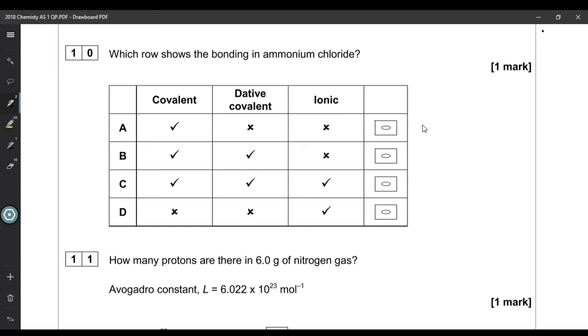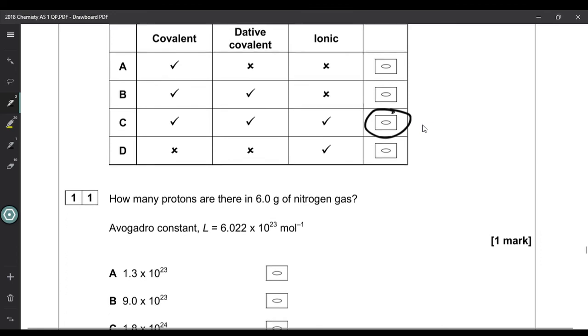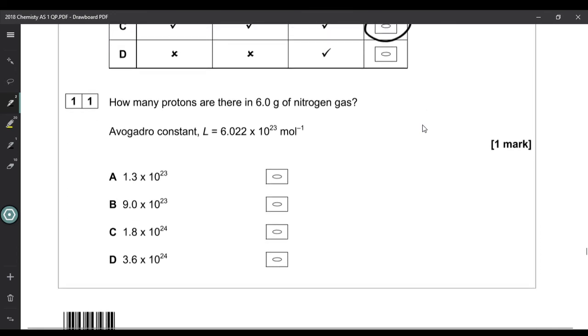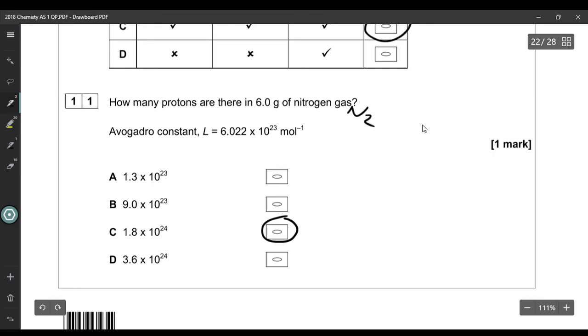If we now have a look at the multiple choice questions, so the answer to the first one is C. So here many students forget about the ionic bond that exists between the ammonium and the chloride. Question 11 is C. So here you remember that nitrogen gas is N2. So you've just got to work out what proportion of a mole you have in 6 grams.